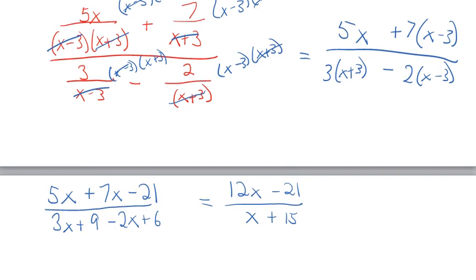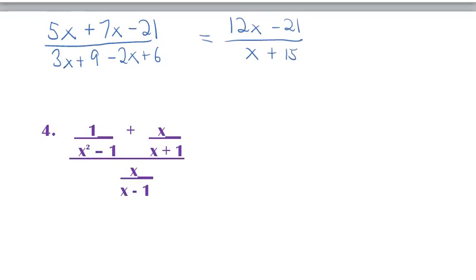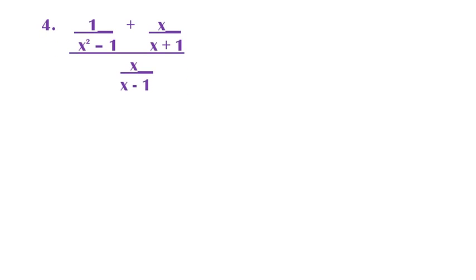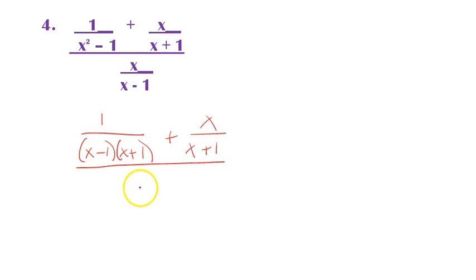Alright, so let's scroll on down to number 4. And this is our last example. So you may want to pause and try this one out. This is a good one to try on your own. If not, you can just listen. This is similar to the last problem in that I need to factor before I begin. So this x squared minus 1 is a difference of perfect squares. So I have 1 over x minus 1, x plus 1, because that's how that factors. And then I have x over x plus 1 and x over x minus 1.